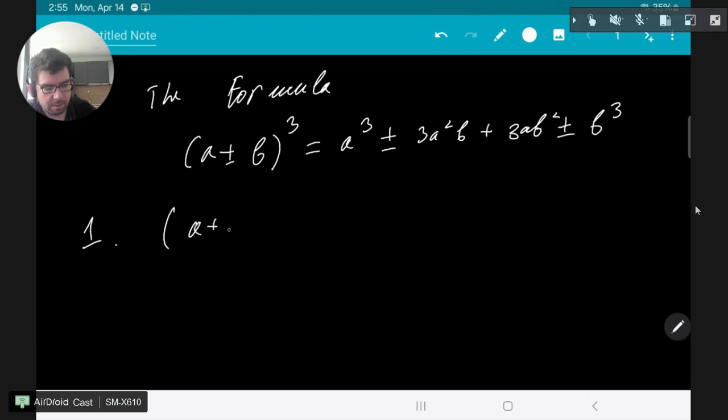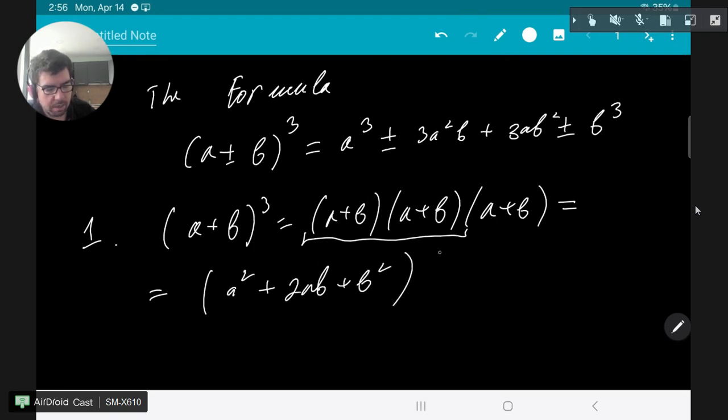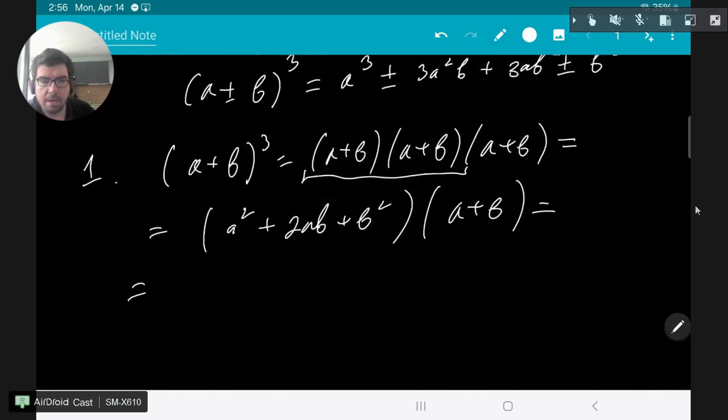(a plus b) to the power of 3 means (a plus b) times (a plus b) times (a plus b), 3 times. Now I know already from the previous video that (a plus b) to the power of 2 is the same as a squared plus 2ab plus b squared, times (a plus b), and now I just multiply again by the principle each with each.